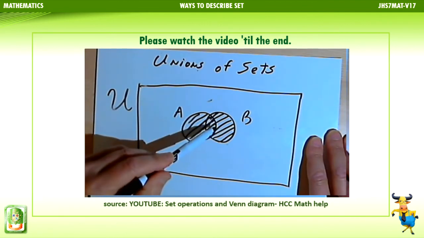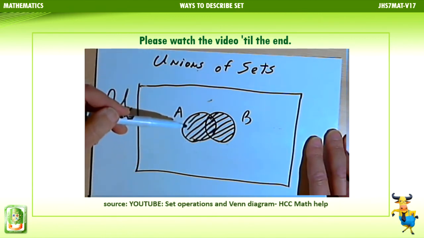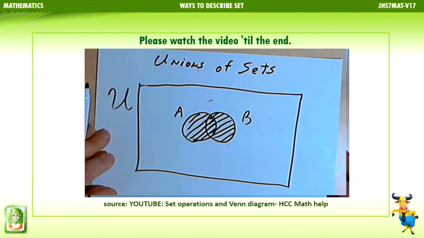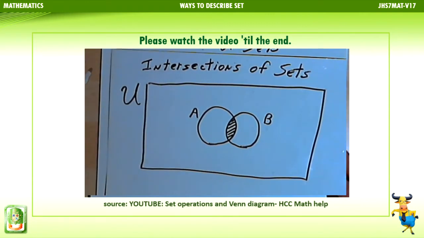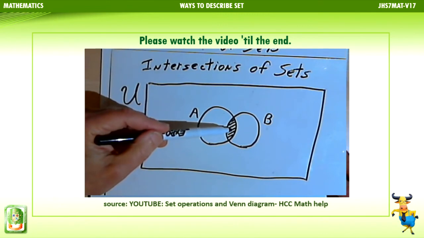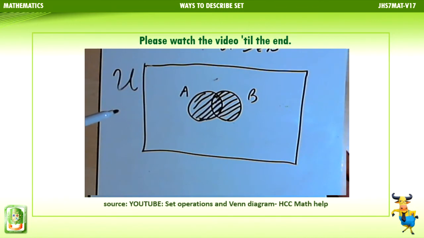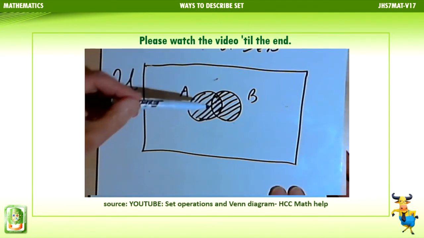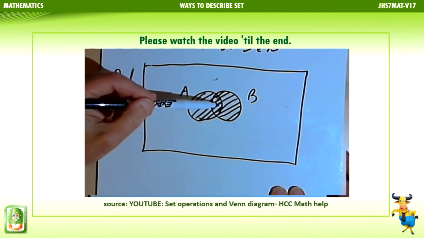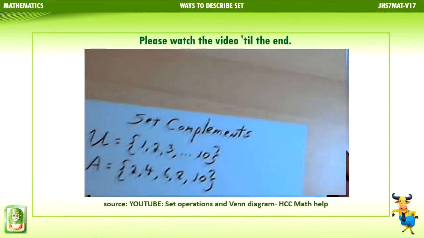If the two sets didn't overlap, I would just have two circles, and I would shade in both of the circles. Okay, so they don't have to overlap. So compare these two things. The intersection of sets, that's the place where the two sets overlap. If there is no overlap, the intersection is an empty set. The union of sets is anything that's either in set A or in set B or in both of them. Okay? Now, let's go on to set complements.